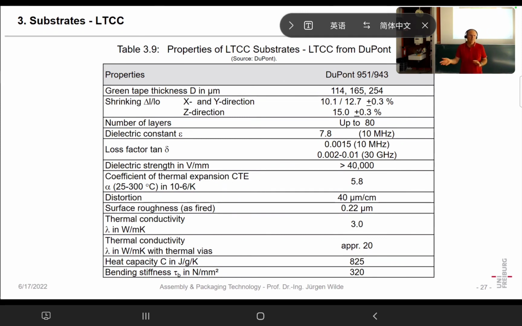But I must say that was a special cooperation with a specialist we had here. There is one disadvantage of that marvelous material, that is the thermal conductivity. The thermal conductivity is only 3 watt per meter Kelvin. So do you remember what the thermal conductivity of alumina is?